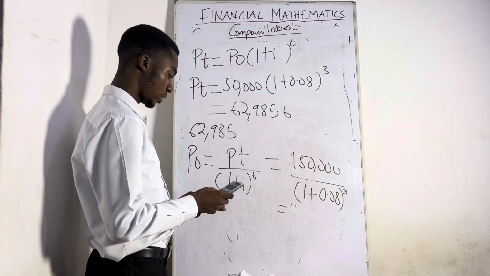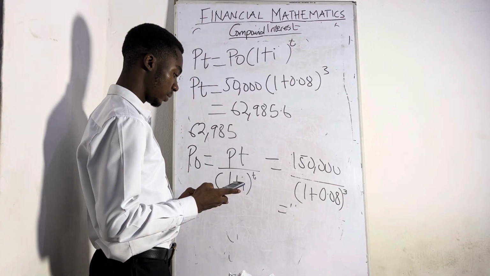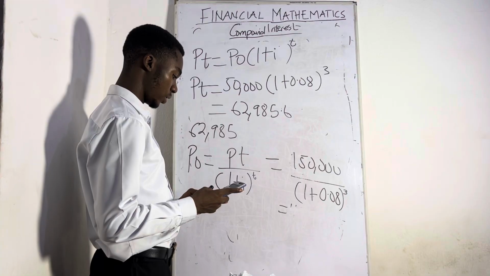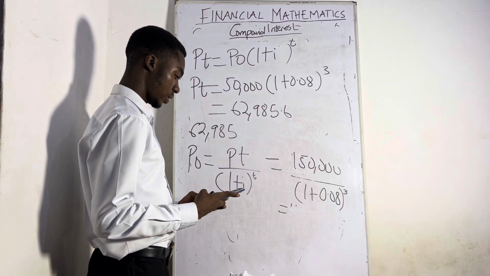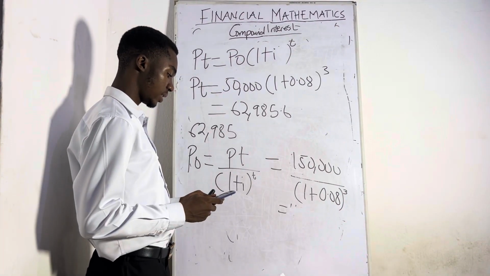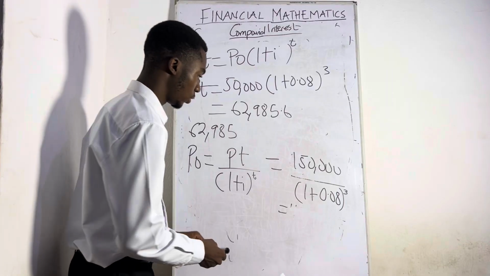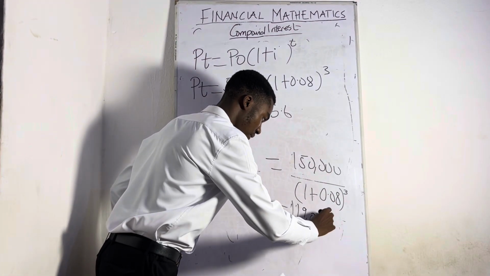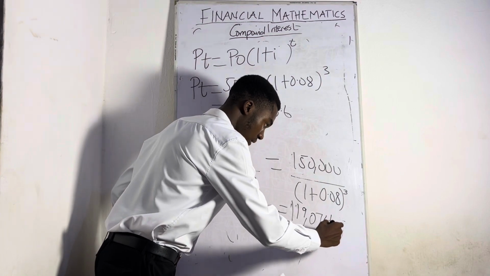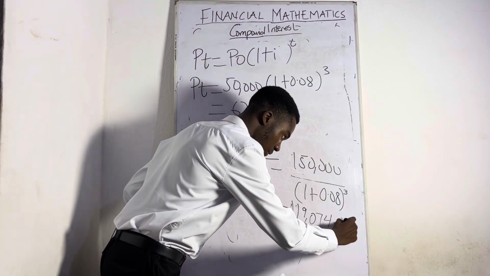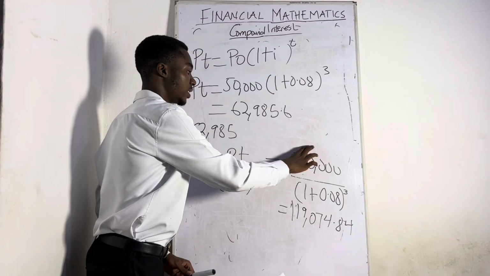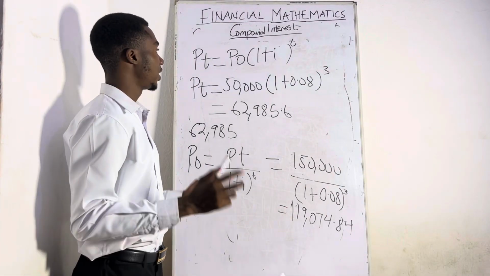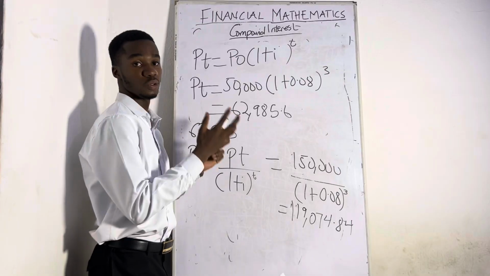So we can punch 150,000 over 1 plus 0.08 exponent 3. So we are getting 119,074.83, 0.836. You can make it 0.84. So if this is the future value, this becomes our present value. That's what it means. So anytime they give you a question on it, this is how you go about it.